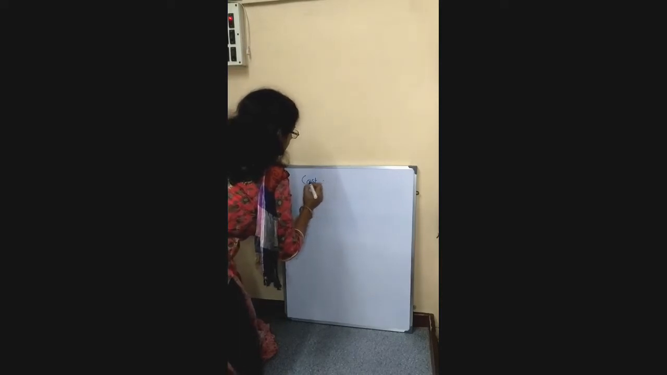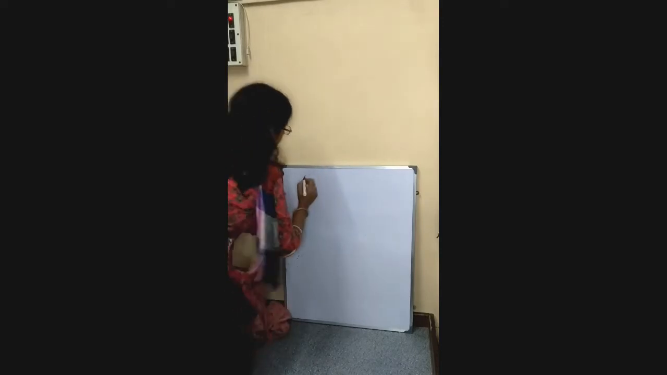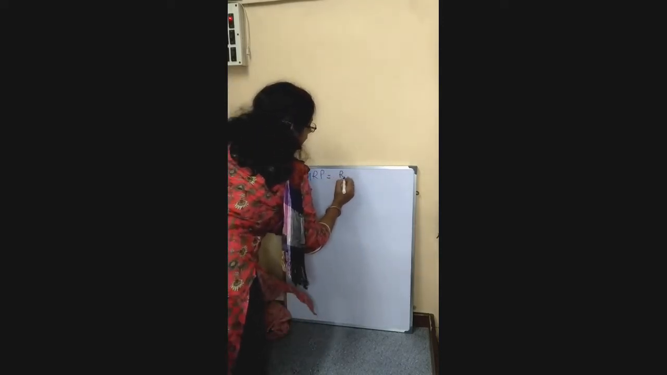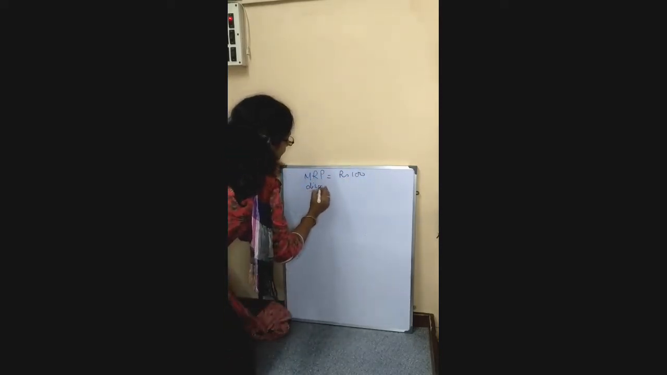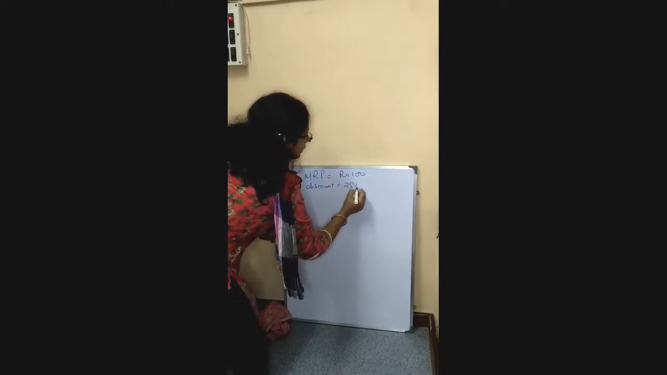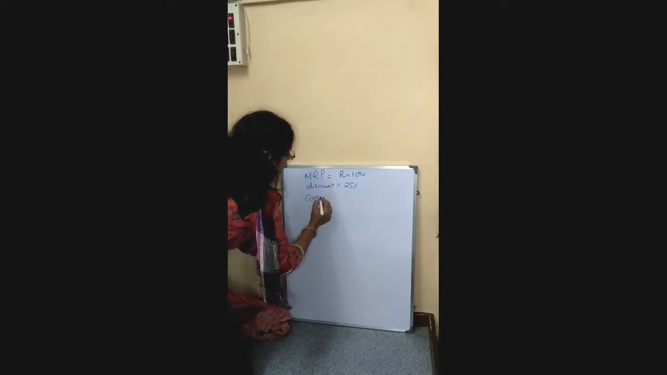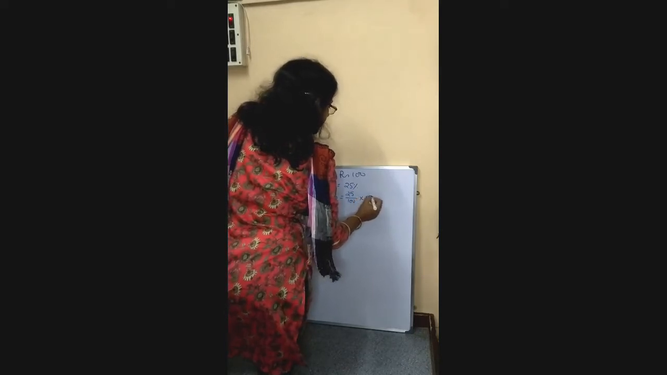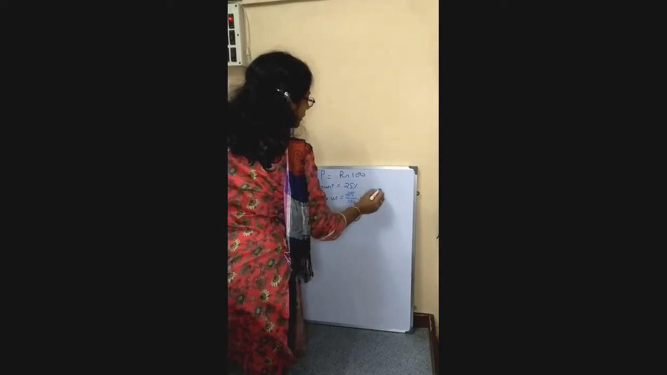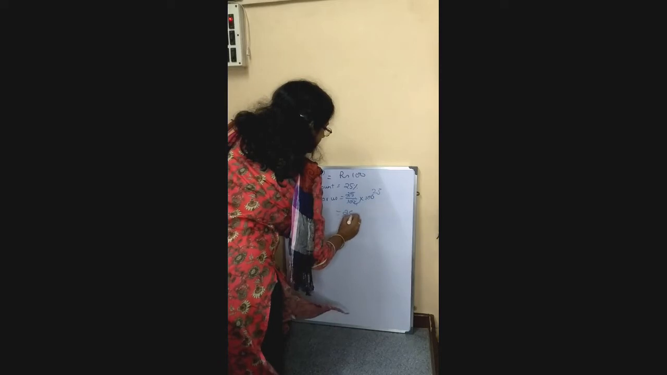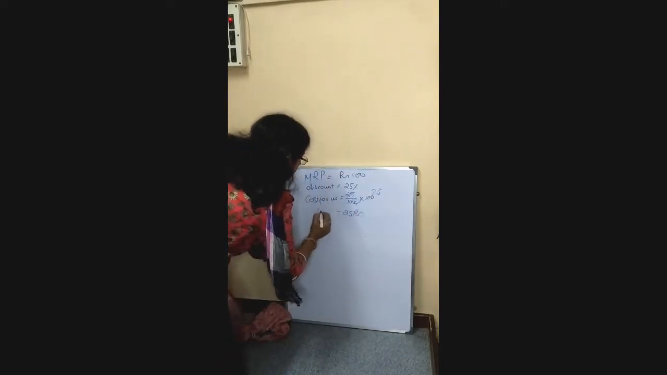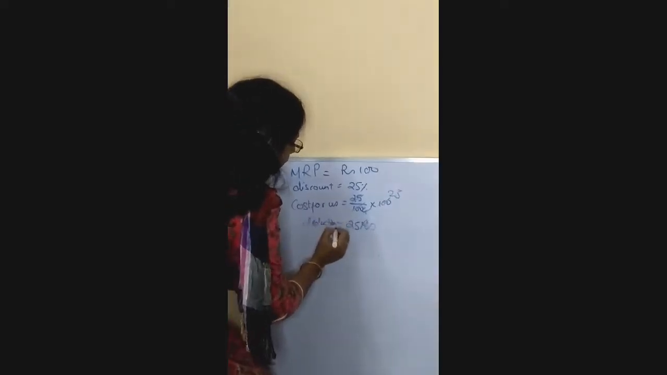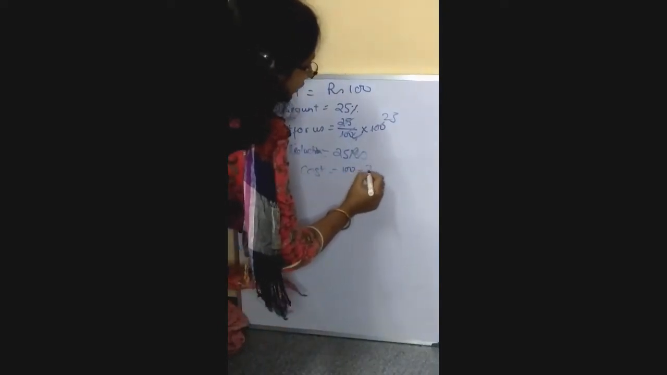That is, if we say the MRP of the article is ₹100 and discount is equal to 25%, that means the discount is equal to 25 by 100 by cost, that is 4 and this is 25. Then we get a deduction of 25 rupees, and the cost is 100 minus 25, that is 75.